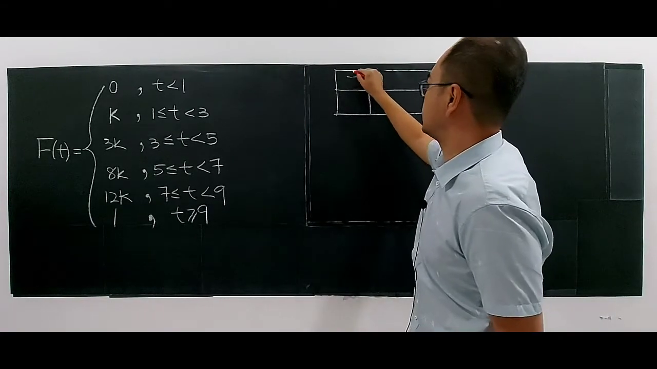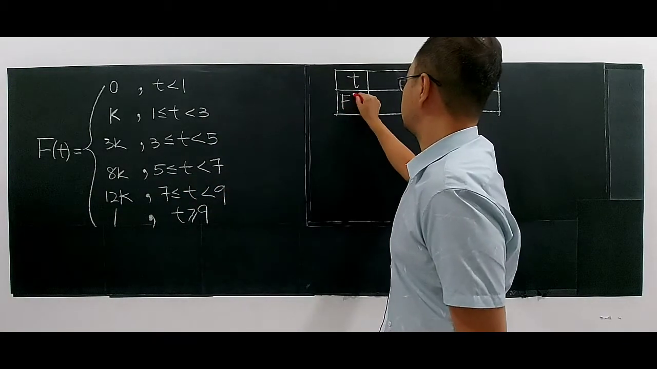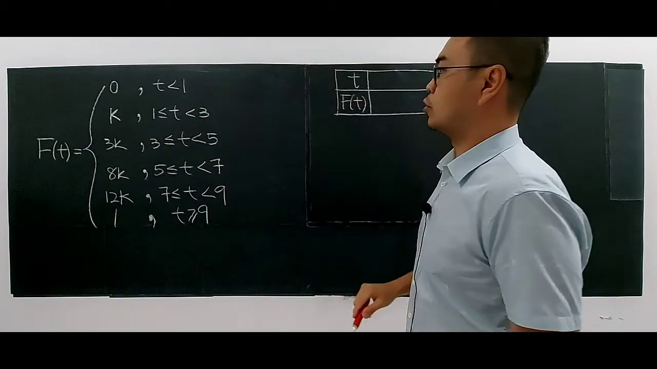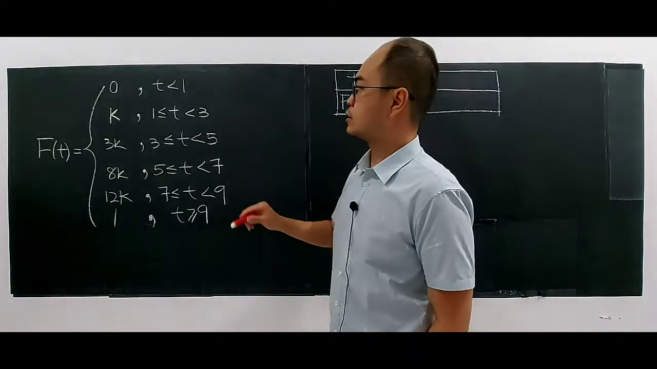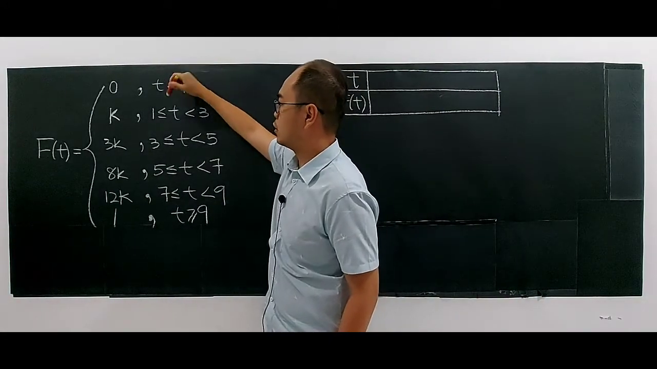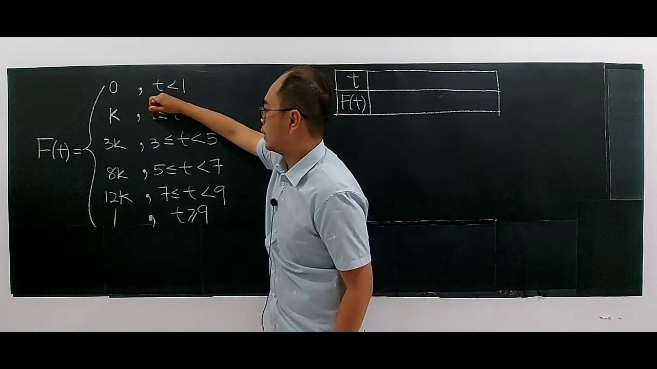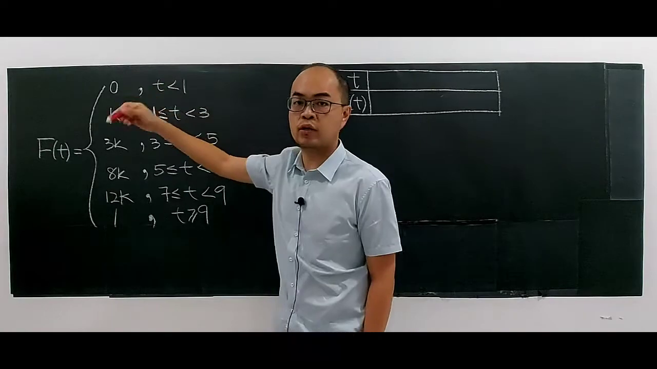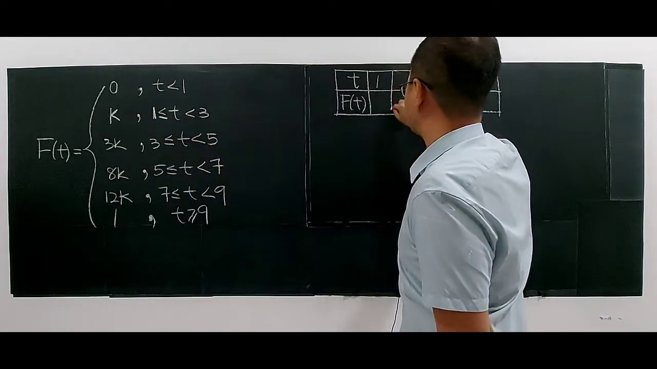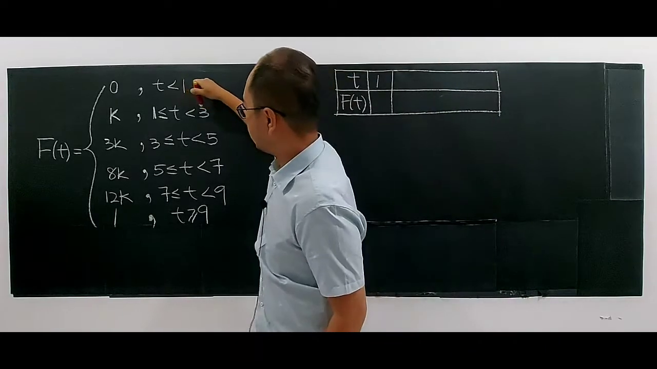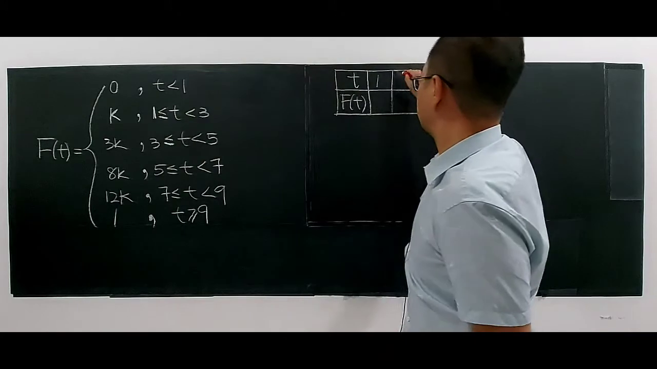In this case, the random variable is t, and this will be your F(t). So how many discrete values are there in this case? Less than 1, so we start with 1. If you see there is an equals sign, so if there is t equals 1, you start with 1, followed by 3. Equals 3, so the next one will be 3.